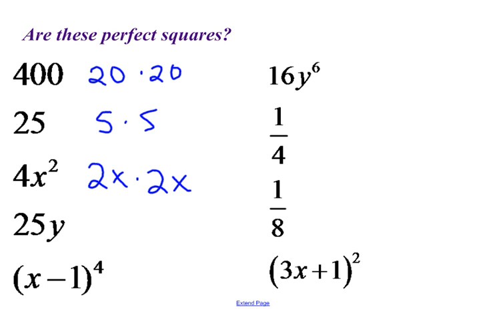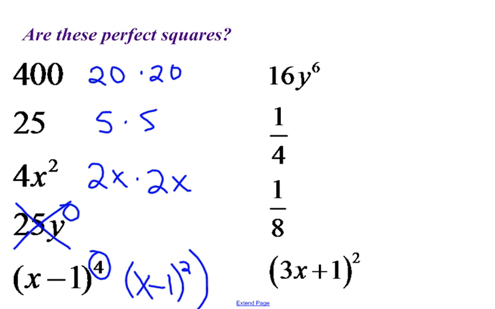What about 25y? Is y's exponent even? No, so that's not a perfect square. What about x minus 1 to the 4th? That outside exponent is even, so that's a perfect square. That's x minus 1 squared, squared. 16y to the 6th is 4y to the 3rd squared.